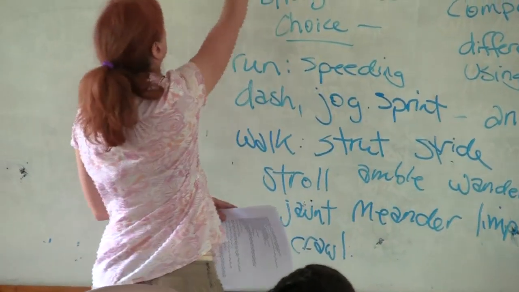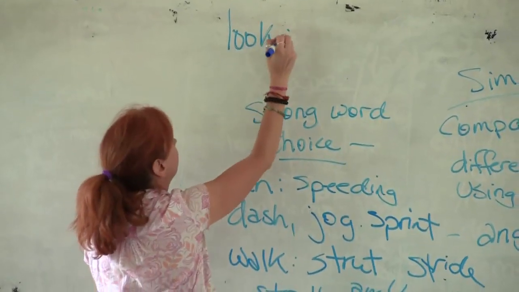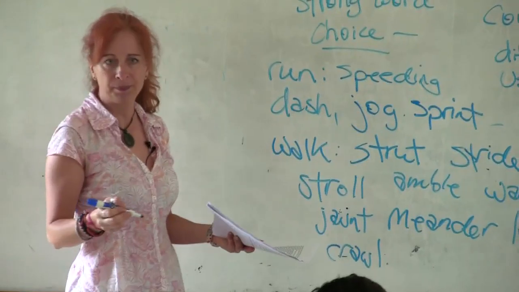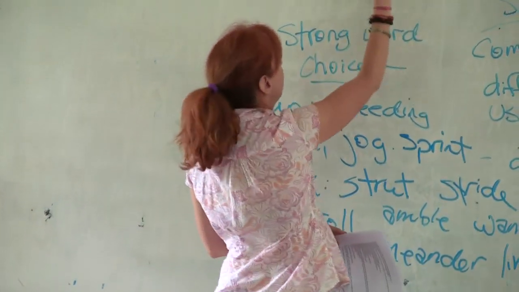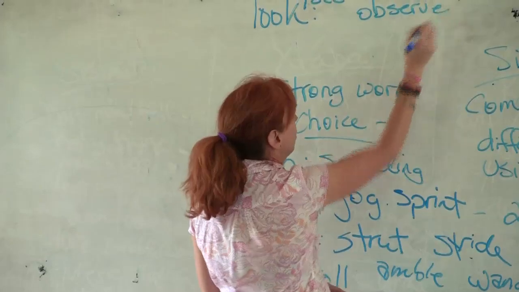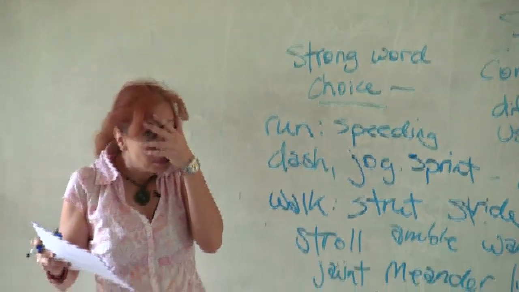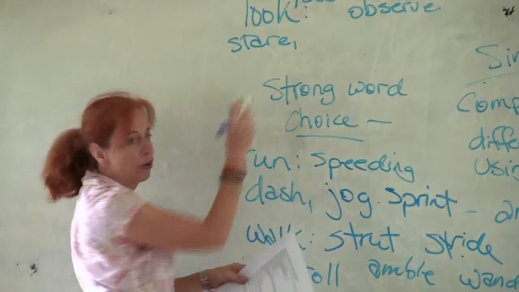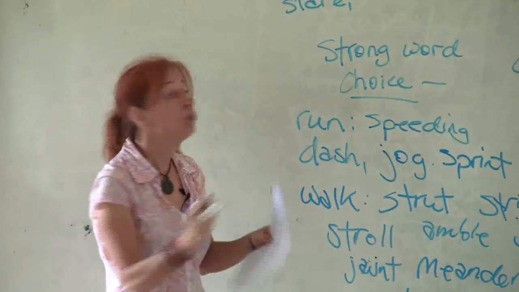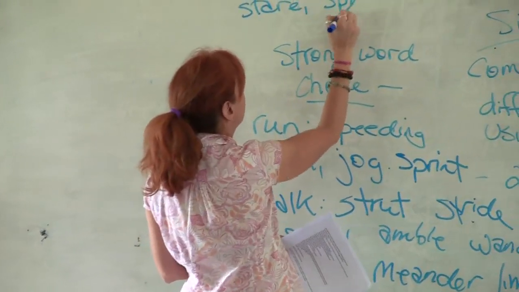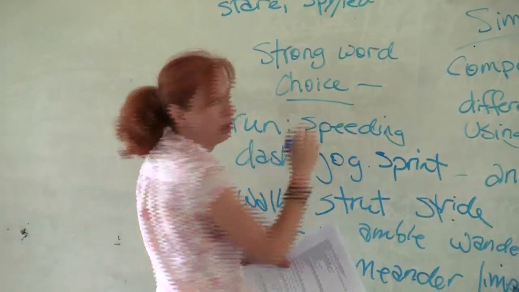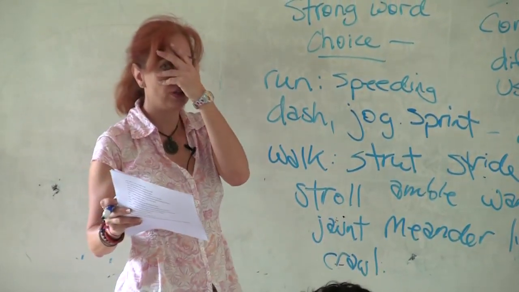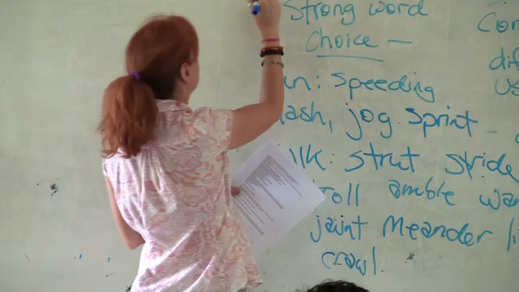How about another word that we use a lot? Look or see. How about some other interesting words for look or see? Observe. Yes, very good. Another one? This one. Ooh, stare. Very good. Another one. Spy. To spy or spied. Very good. So spy or spied. Very good. More. How about more? If I'm doing this, what am I doing? Peek or peep? Yes.